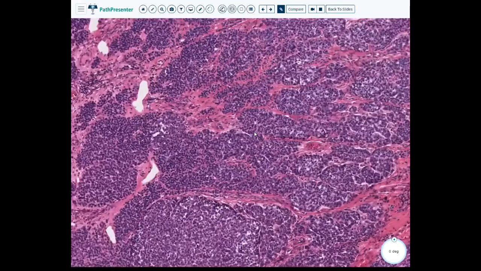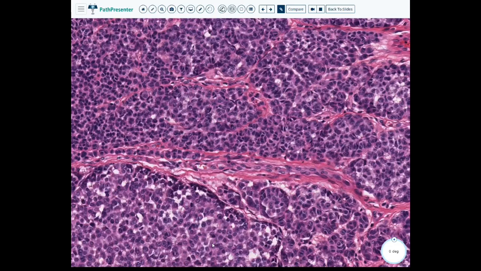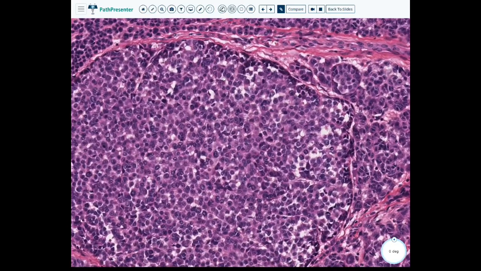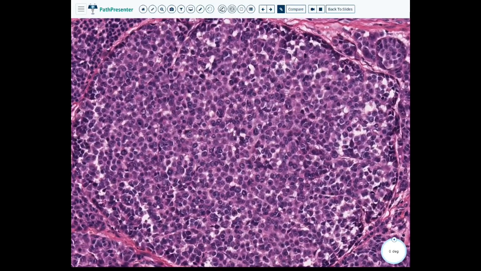And if somebody is maybe thinking, hey, I was wondering about basal cell carcinoma, that's not a bad idea at all, because of how blue it is. But once we get to high power, we can see that, again, these cells are very similar to what we were seeing in the congenital aspect, but there is more variation in size. Okay, there's more prominent nucleoli.